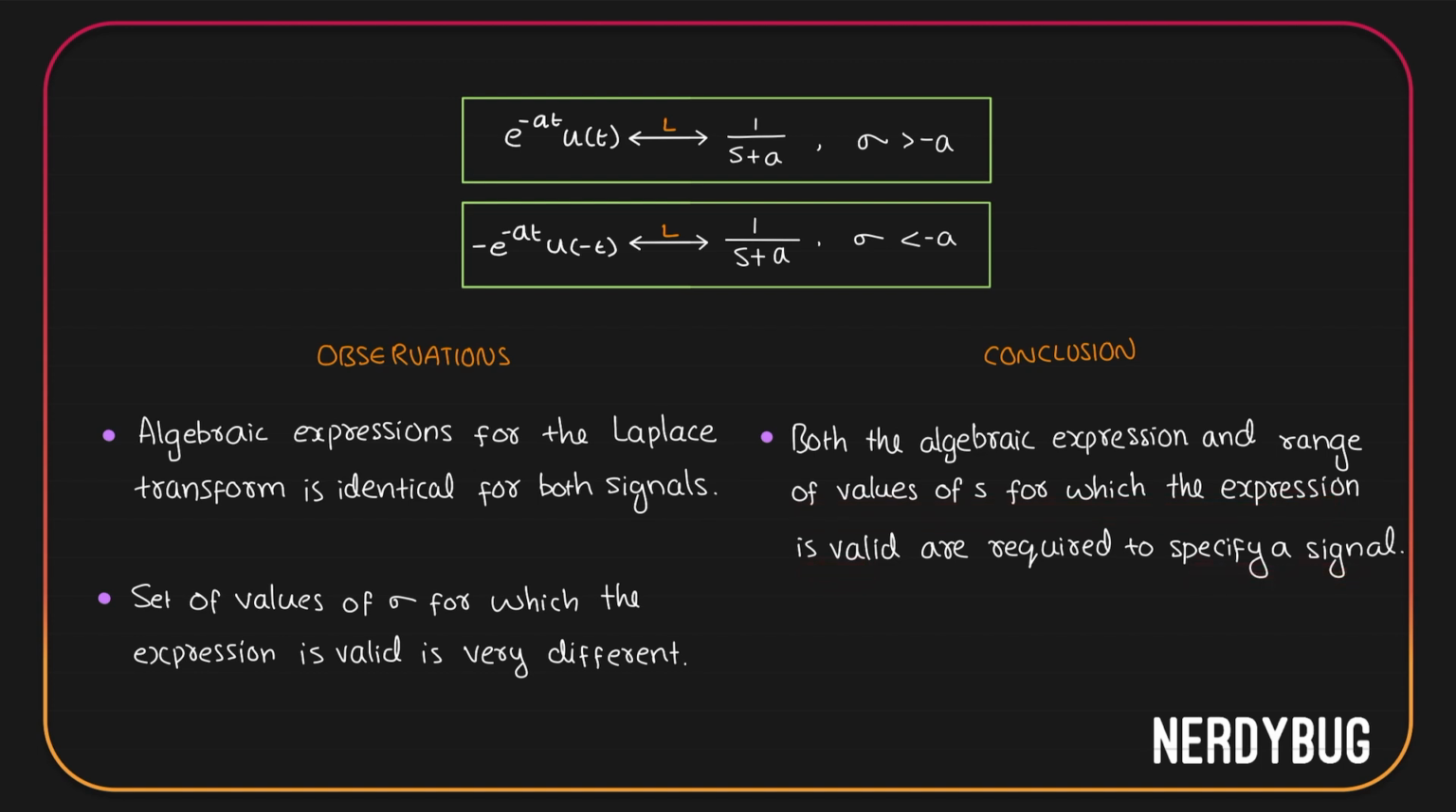That means if I simply tell you the Laplace transform of my function x(t) is 1 by s plus a, you will not be able to tell what my original signal is. It could be e raised to minus at u(t). It could also be minus e raised to minus at u(minus t). But if I tell you the Laplace transform is 1 by s plus a and it is valid for sigma greater than minus a, then you will be able to tell me my original signal is e raised to minus at u(t). So, to properly specify a signal, we need the algebraic expression. We also need the range of values of sigma for which the expression is valid.